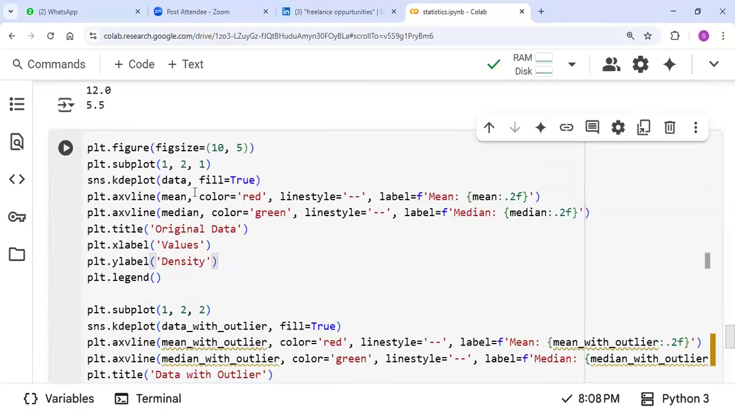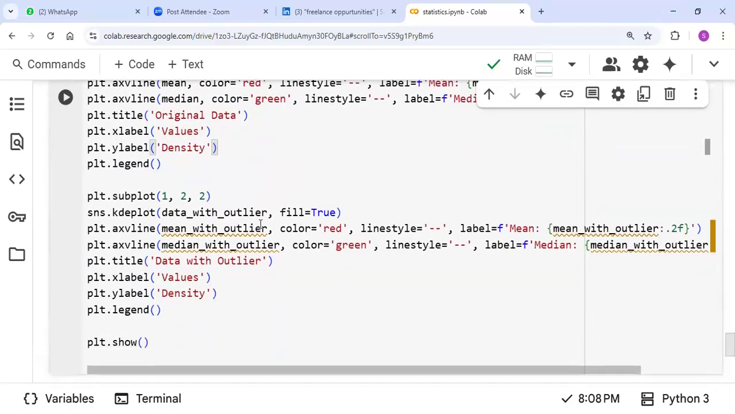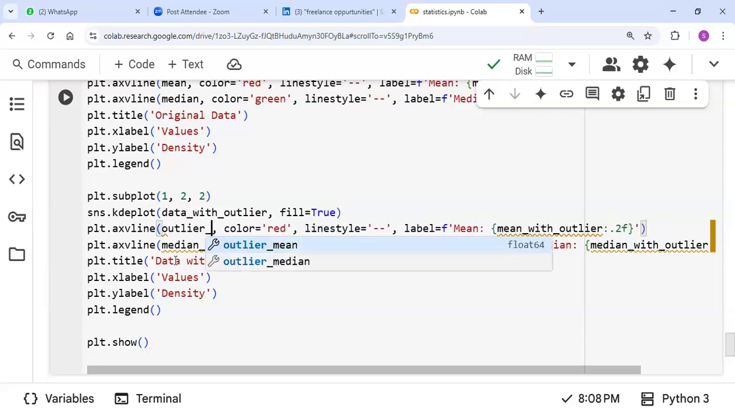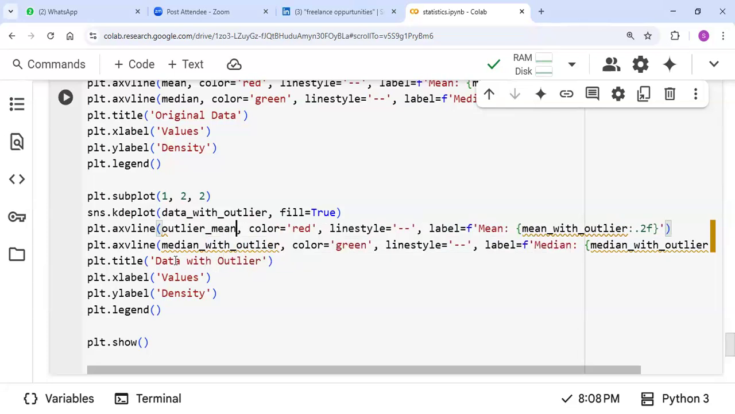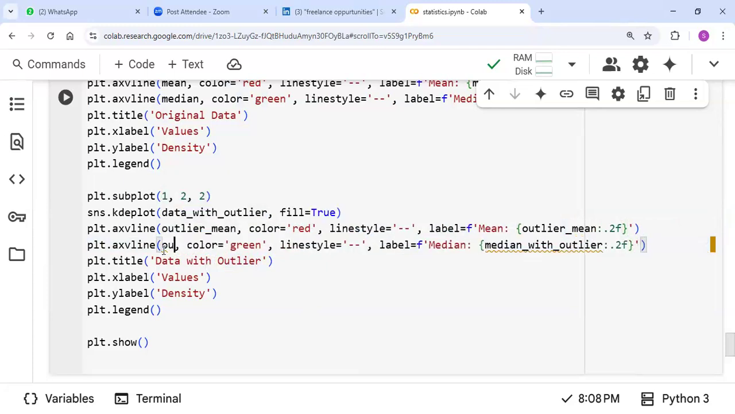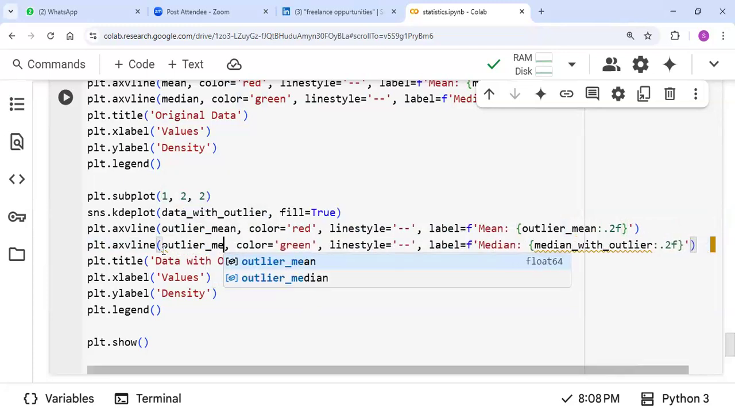Guys, I've just copied and pasted in order to avoid wasting time. Okay, let me type outlier data here, in order to save time, because we have a lot more to discuss. Outlier median.